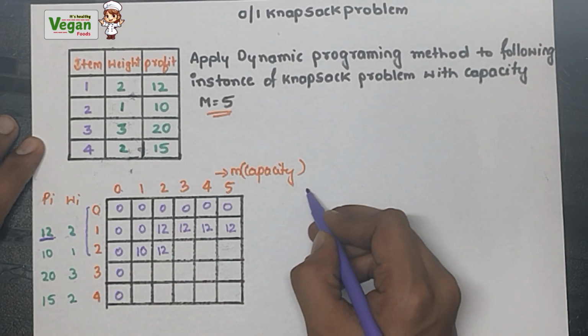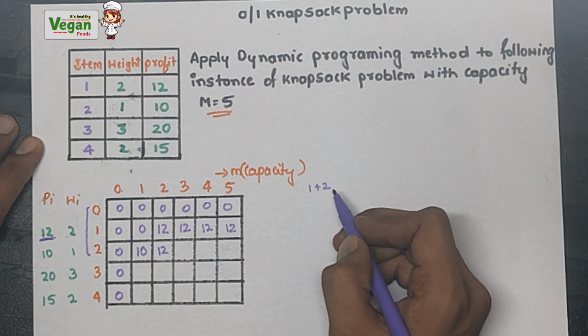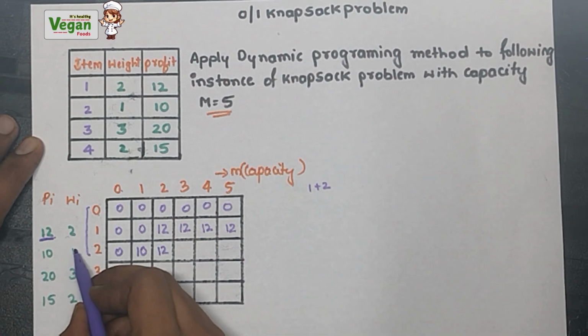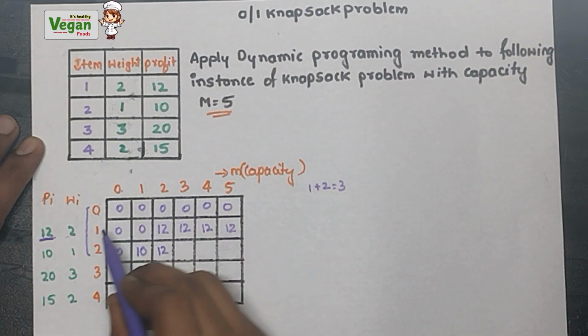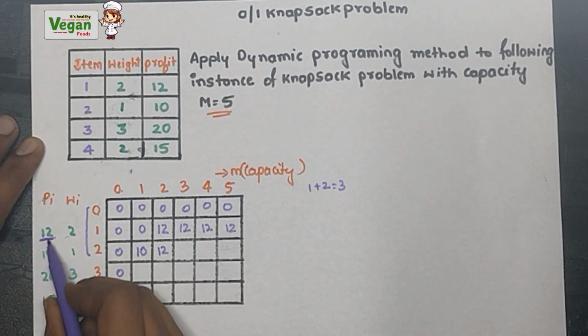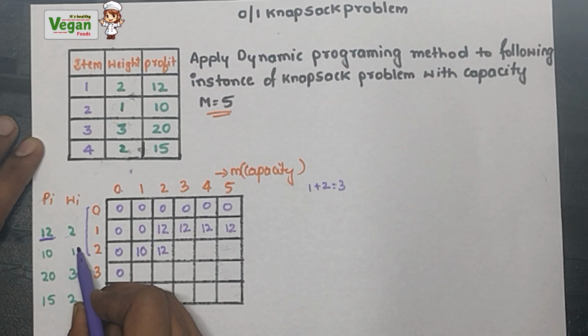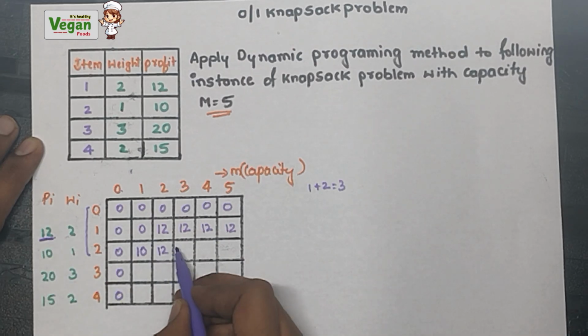So if I combine the first object and second object, first item and second item, their weight will be equal to 2 plus 1, that is equal to 3. So I can fill both of them in the capacity 3. Therefore, since I am filling both of them, I must add the profits of both of them. 10 plus 12 will be 22.